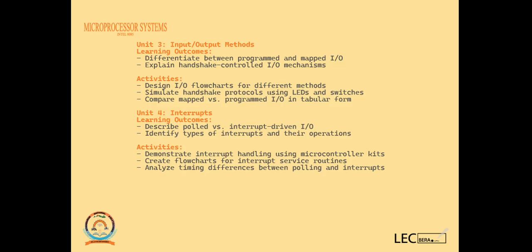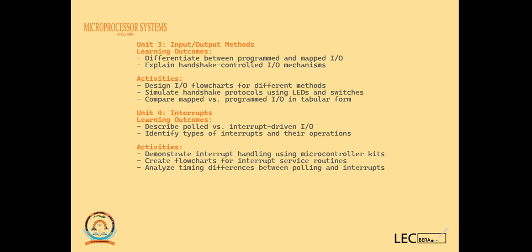So we are going to differentiate between programmed and mapped input-output, explain handshake control input-output mechanism, and we have actually other, which is polled input-output. The activities: you are supposed to design input-output flowcharts for different methods, simulate handshake protocols using LEDs and switches, compare mapped versus programmed input-output in a tabular form.